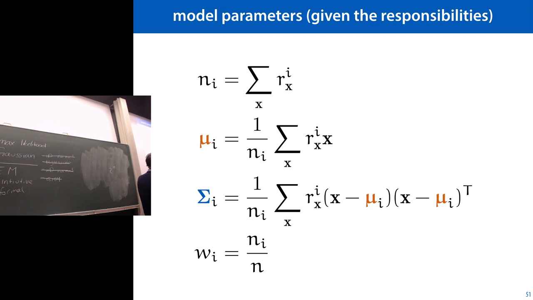And then the new weight for each component is n_i over n. So just the proportion of responsibility it claims. So if one of these components is very far away from the data, it's not claiming a lot of responsibility, so its weight will become very small.